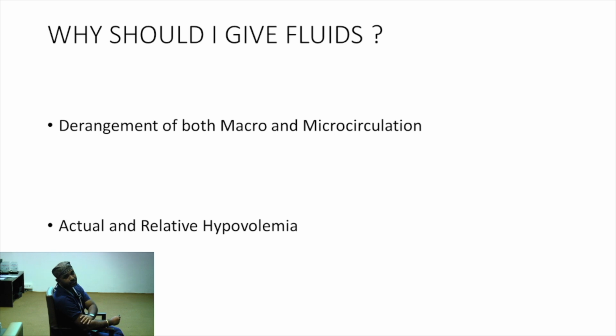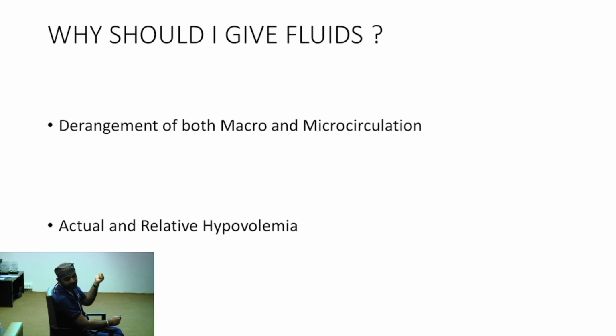But before that, we need to know why we give fluids or why we give vasopressors in sepsis. In sepsis, there are two components. One is hypovolemia, the other one is vasoplegia. So hypovolemia can be an actual hypovolemia or a relative hypovolemia. It can be because of inadequate intake or GI losses, or it can be because of venodilatation, increased venous capacitance, or because of capillary leak. If there is hypovolemia, the fluid needs to be given.